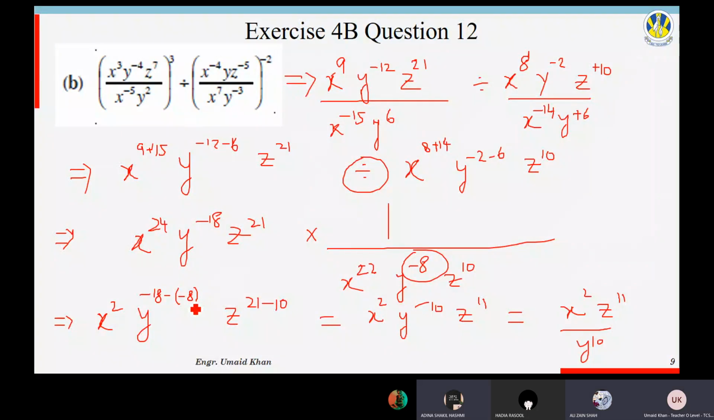According to the same law, the sign of division is minus and the negative power is -8. So they both will add and become plus. Yes, exactly.